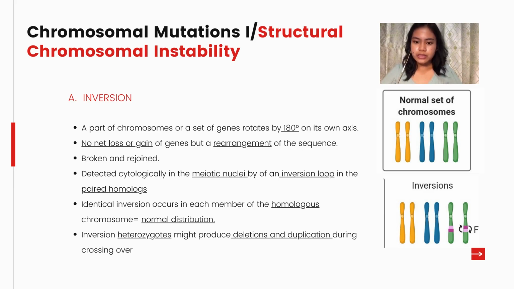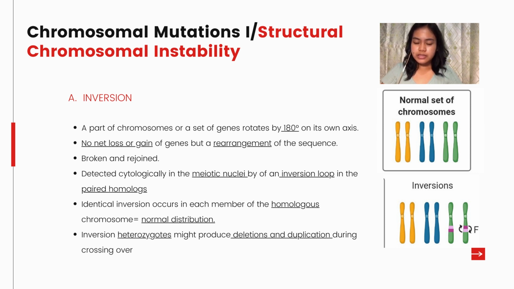For chromosomal mutations 1, or structural chromosomal instability, let's talk about inversion first. Inversion is a type of structural mutation where a part of a chromosome or a set of genes rotates by 180 degrees on its own axis. There is no net loss or gain of genes, but simply a rearrangement of the sequence. A part of the chromosome is broken and then rejoins in a different direction.